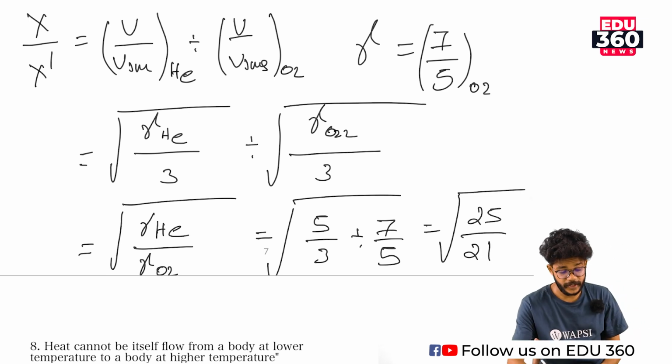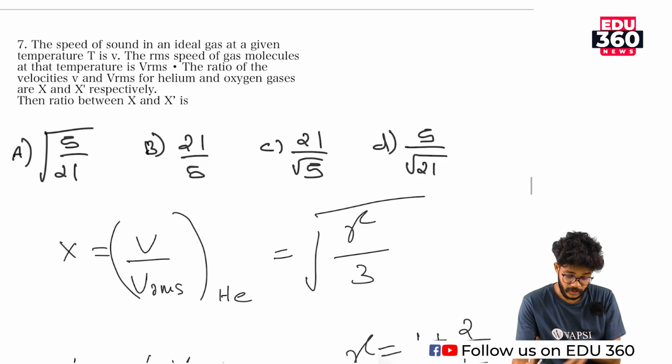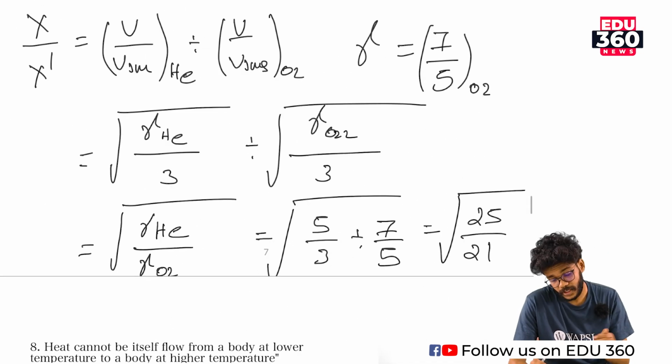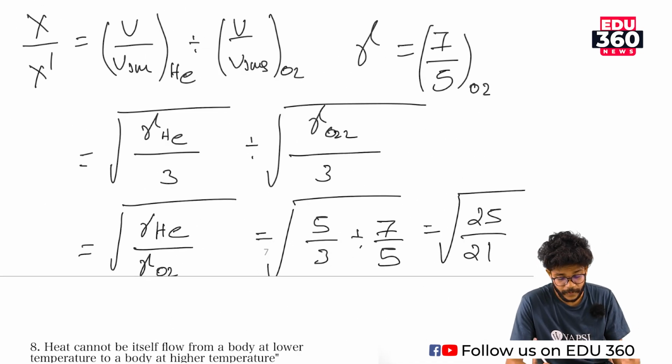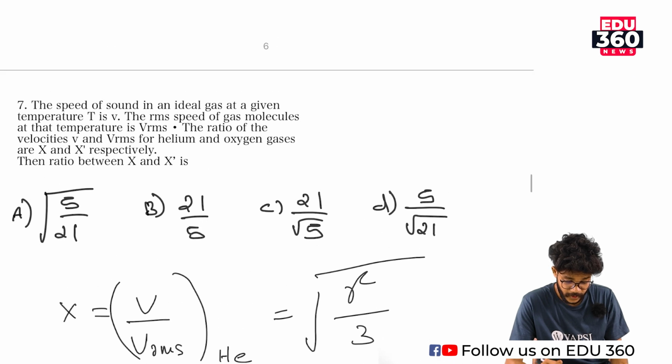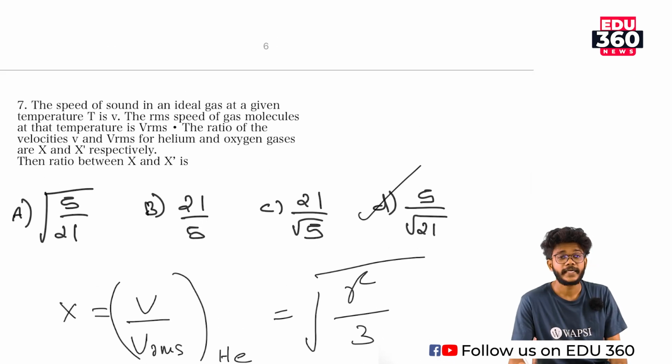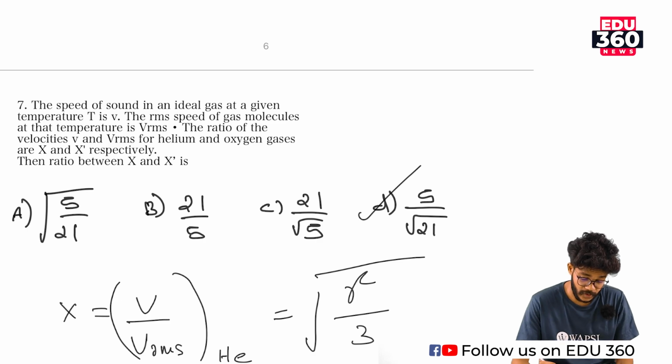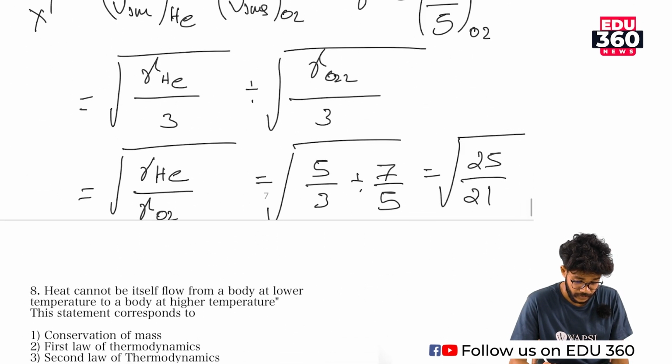Root of 25 by 21, there is no option like that. So we change the root 25 into 5. So 5 by root 21. Option D is the correct answer. Okay, so we can go to the next question.